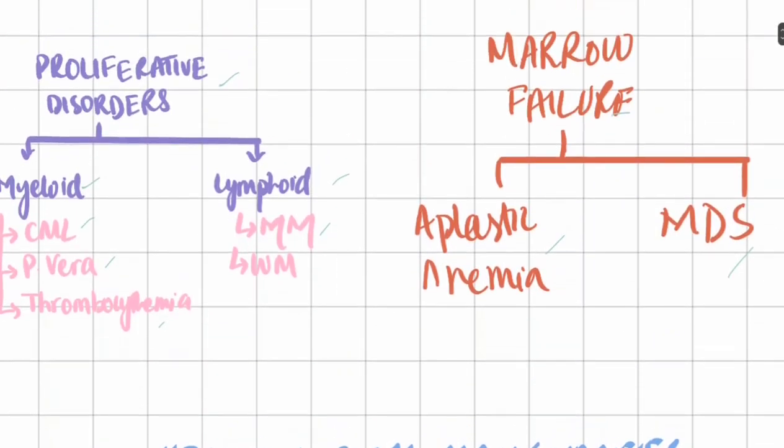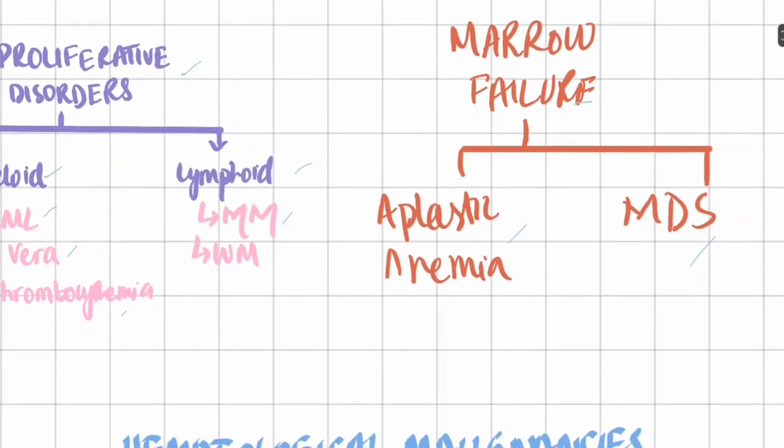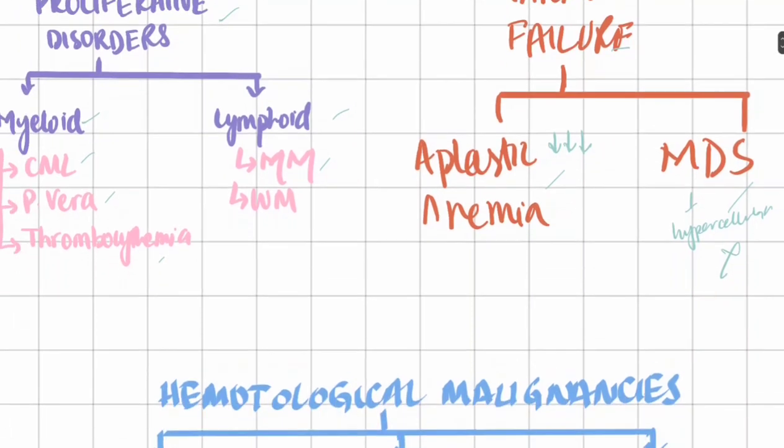Now, here you need to know that in marrow failure, it is going to decrease the amount of blood cells. All kinds are going to decrease in aplastic anemia. But in myelodysplasia, the bone marrow is going to be hypercellular, but all the cells actually do not work. They're functionally incompetent.